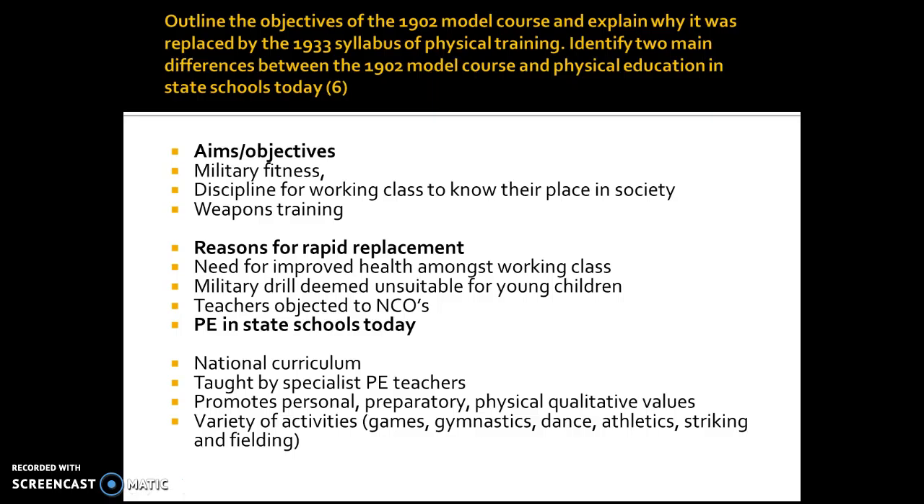You did PE last year. You know what it was. It's part of the national curriculum. You know who it's taught by, who does it, the values of it. So the key thing here is then you've got 1902 military drill. Okay, what was it? Aims, military fitness, discipline for working class in their place in society, and weapons training.